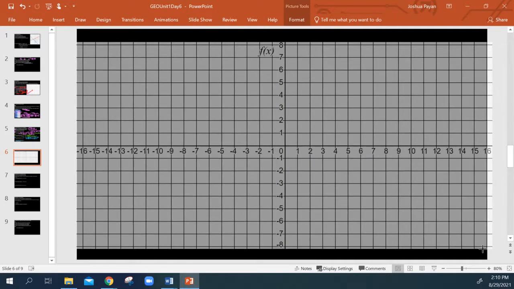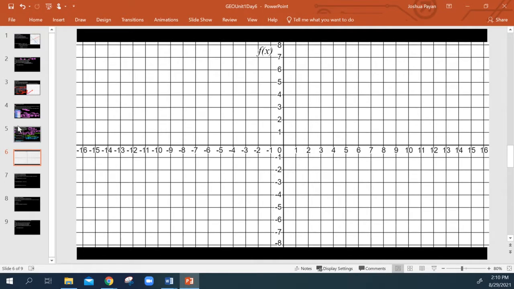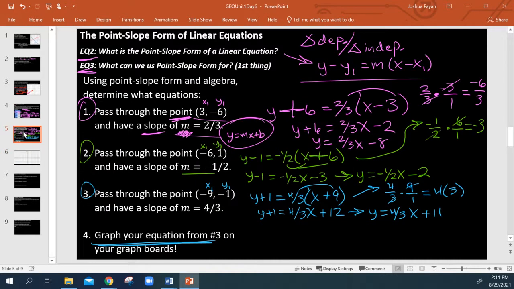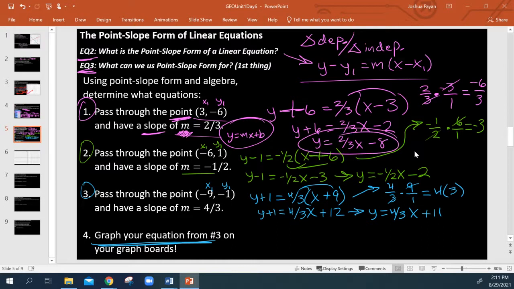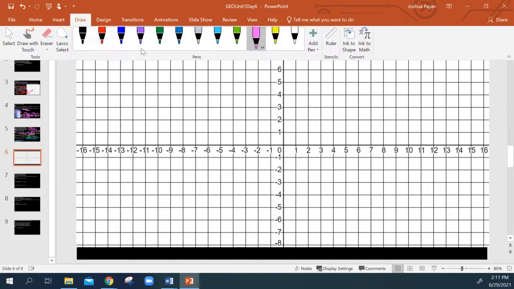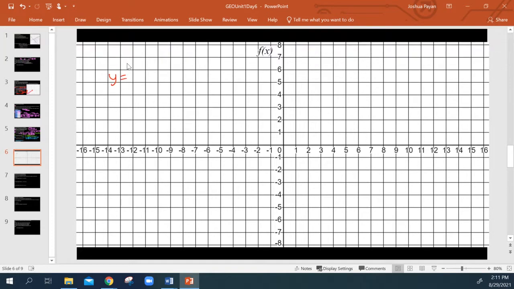So let's graph our first one. Our first one is here in pink, so y equals 2/3 x minus 8. We're going to graph this one first. Our y-intercept is negative 8, and our m is 2/3. We can also say our m is negative 2 over negative 3. Negative divided by negative is still a positive, so that's going to be important here in a second.